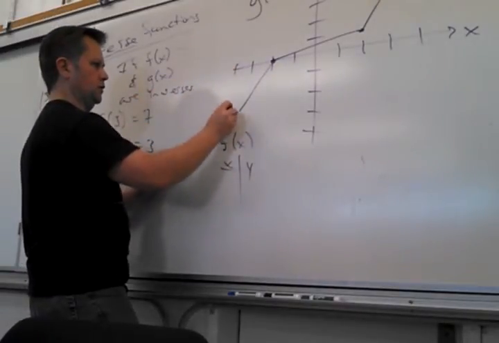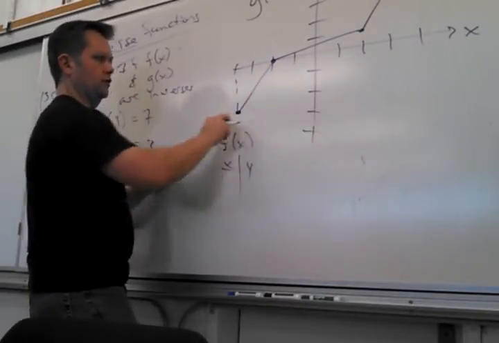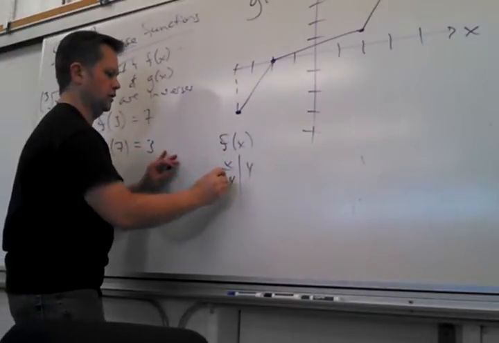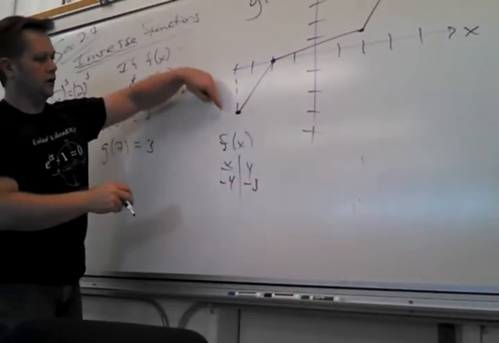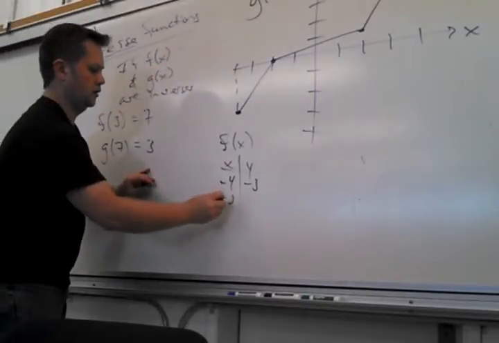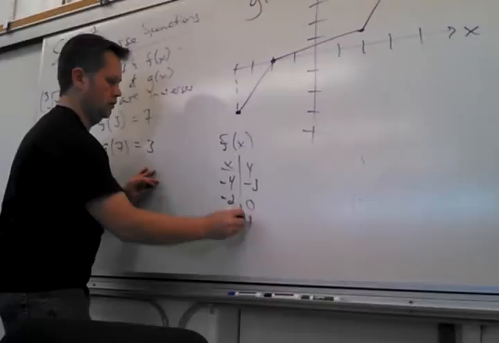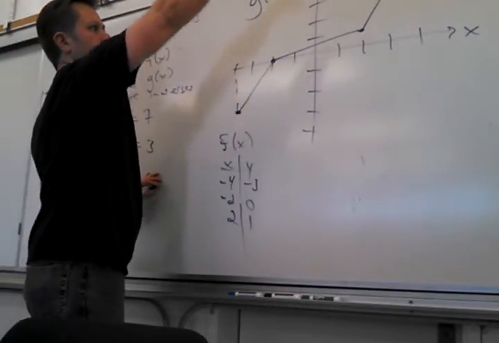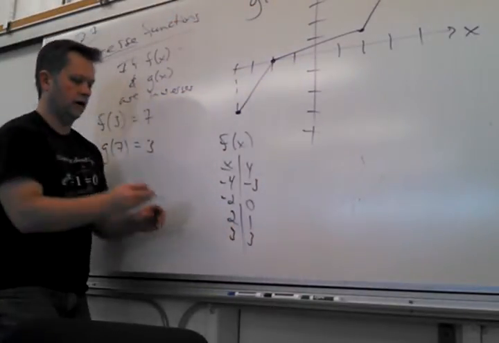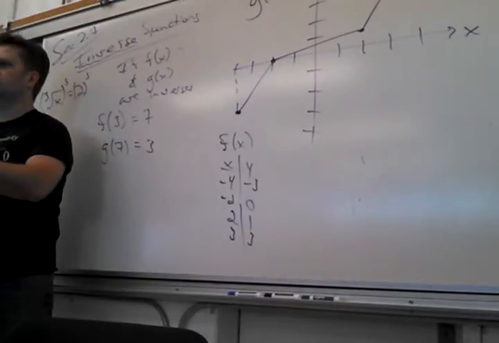-4. Yeah, I was meaning it to be 3. That's my point. So -4, -3, is that cool? There's a reason I did that, but it's not a big reason. -4, -3, what else? -2, 0. 2, 1. 3, 3. All right. That's nothing major.